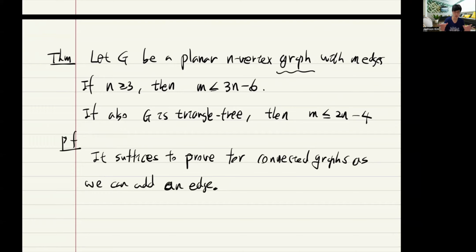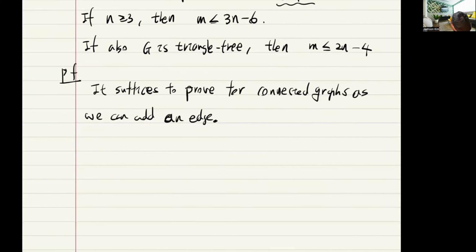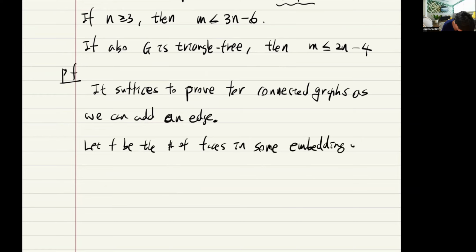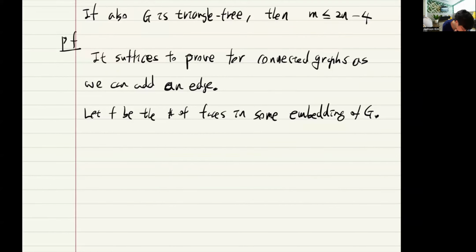If the graph is not connected, you add an edge between components, then you get a connected graph. And if you prove the inequality for that graph, then the original graph has a smaller number of edges, so it's automatically proved. So consider some planar embedding of G, and let F be the number of faces in some planar embedding of G.